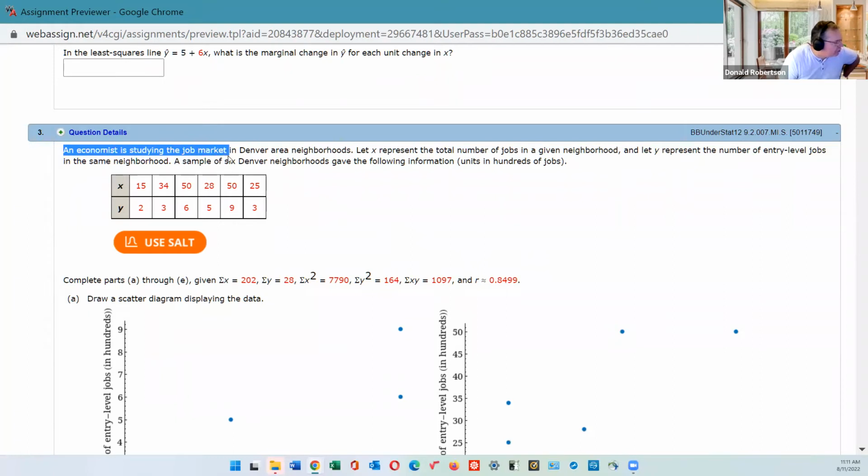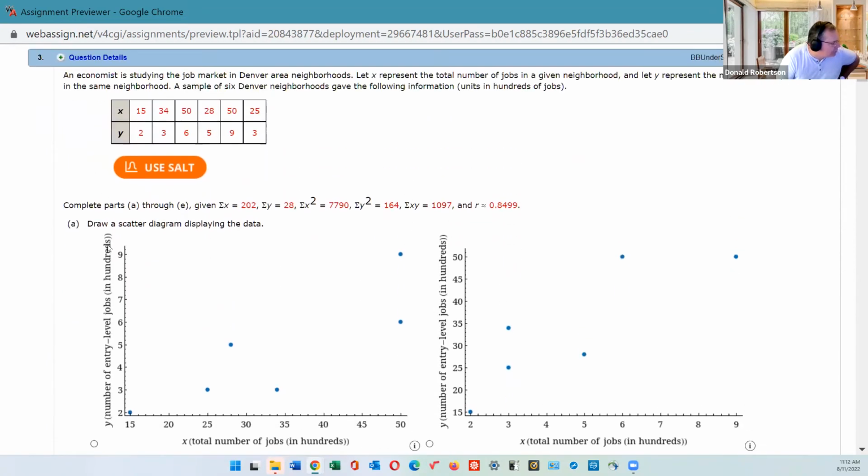An economist is studying the job market in the Denver area. X represents the total number of jobs in a given neighborhood. So this particular neighborhood had 50 jobs. And Y represents the number of entry-level jobs in that neighborhood. Entry-level jobs are kind of like the bottom rung of the job ladder. It could be the worst job in McDonald's, or the person in the warehouse that just loads things into the truck, and then later on you become a manager or supervisor. So that's entry level. Here is the number of jobs, and here is entry level.